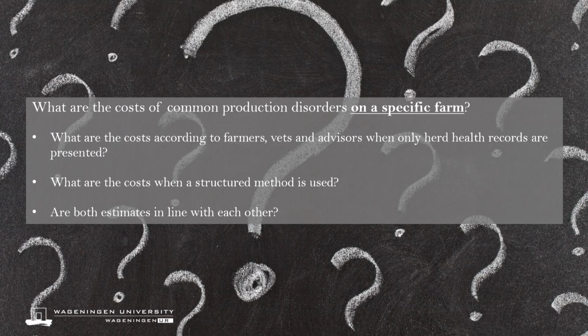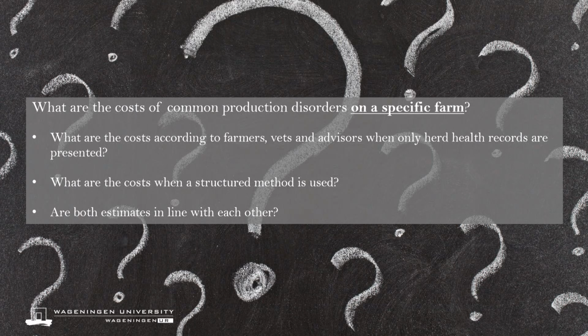Based on a previous study performed in the Netherlands, we thought, okay, are veterinarians, farmers, and animal health advisors actually good at making these estimates themselves? Because if they are, there is no need for us to come up with all these fancy tools that are already available. So we asked the advisor, the farmer, and the veterinarian: based on the herd health records of this specific farm, what would be the cost of this specific disease? So one of those four.